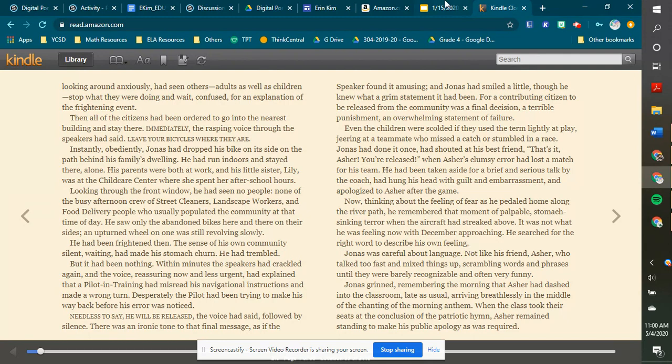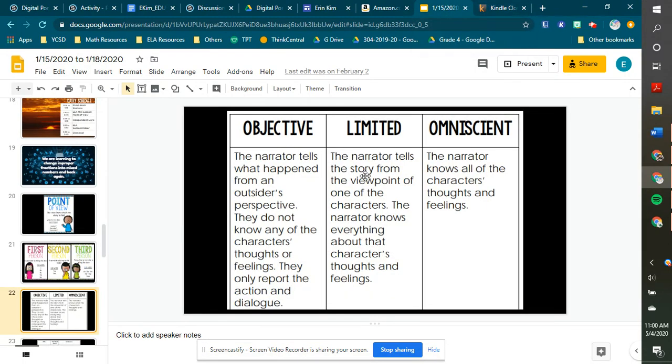That is third person limited because the narrator is telling the story from the viewpoint of just one of the characters, just from Jonas. We're not hearing from any of the other characters in The Giver. And there are other characters. There's The Giver, there's Asher. We don't know how they're feeling. We only know how Jonas is feeling and what Jonas is thinking.